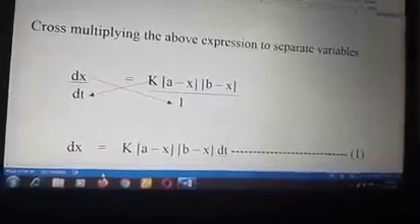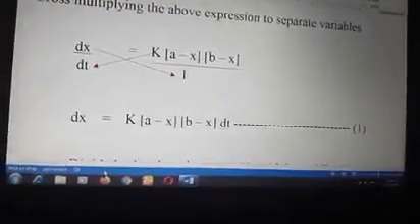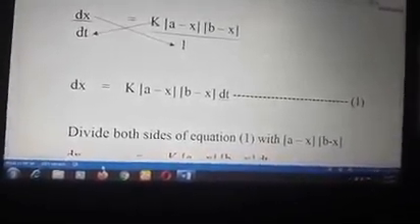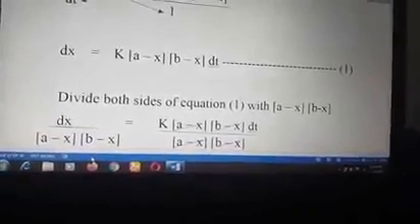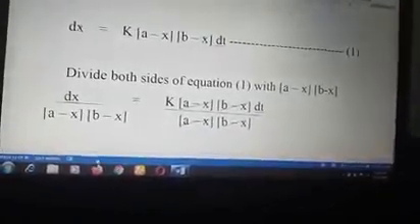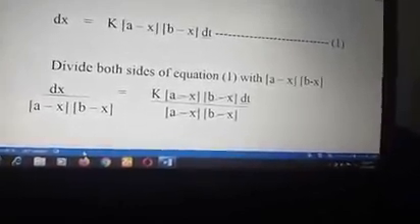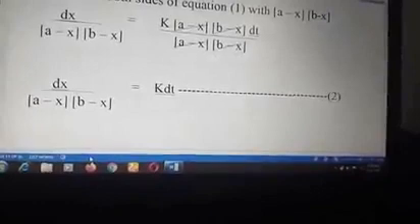When we multiply, we have ds multiplying 1 giving us ds. We have k multiplying a minus s multiplying b minus s multiplying dt, giving us k times a minus s in bracket, b minus s in bracket, then dt. That's equation 1. Dividing both sides of equation 1 by a minus s in bracket and b minus s in bracket, we divide ds by a minus s, b minus s, and divide the right hand side also by the same a minus s, b minus s. So you see that on the right hand side a minus s, b minus s will cancel out. We are left with k dt. We now have ds all over a minus s into b minus s equals k dt, equation 2.